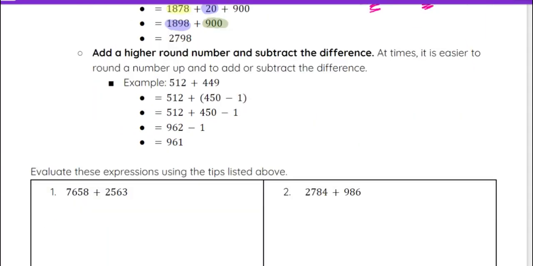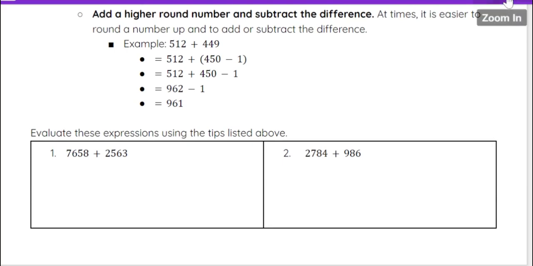Another option is to add a higher round number and subtract the difference. So for example, here we see add 512 plus 449. So sometimes it's easier, especially when we're pretty close to a round number like 450. 449 is really close to 450. So if I think about taking 512, and if you want to think of it in physical items, sometimes that's helpful to put an actual context to it. So maybe 512 pencils, and I'm adding 449. Instead of doing that, I can think, okay, if I add 450, I just added an extra 1, but it's a little easier to work with because it ends in a 0.